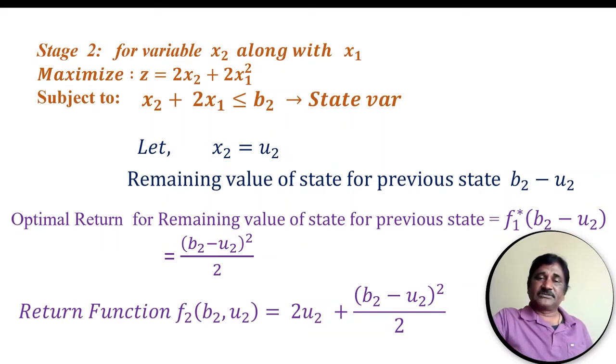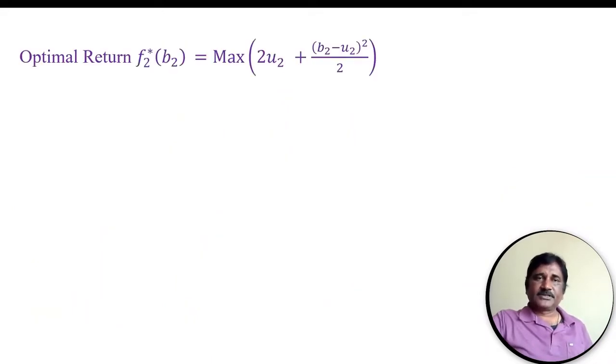Maybe at times this may not work. But for the time being, what we will be doing is differentiating f2 with respect to u2, because I want to find out that value of the alternative for which f2 turns out to be maximum, because my objective is to maximize. Okay. So let's see what happens.